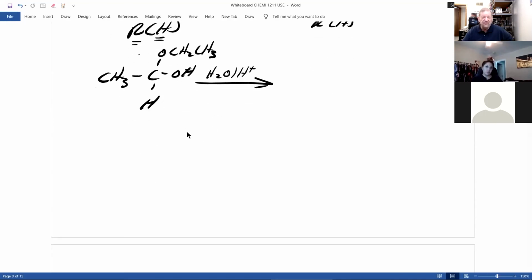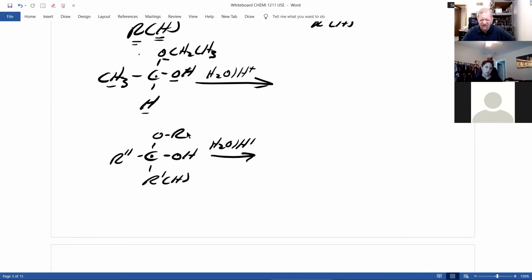Well, you look for what's different. Ooh, not one, but two oxygens on the same carbon. One has a hydroxyl group that's not an alcohol. One has carbons. And on that same carbon, we have a hydrogen, but it could have been R prime, but it's a hydrogen. And we have carbons here. I'll call that R double prime. This is a hemi-acetal or hemi-ketal. You react it with water and acid.